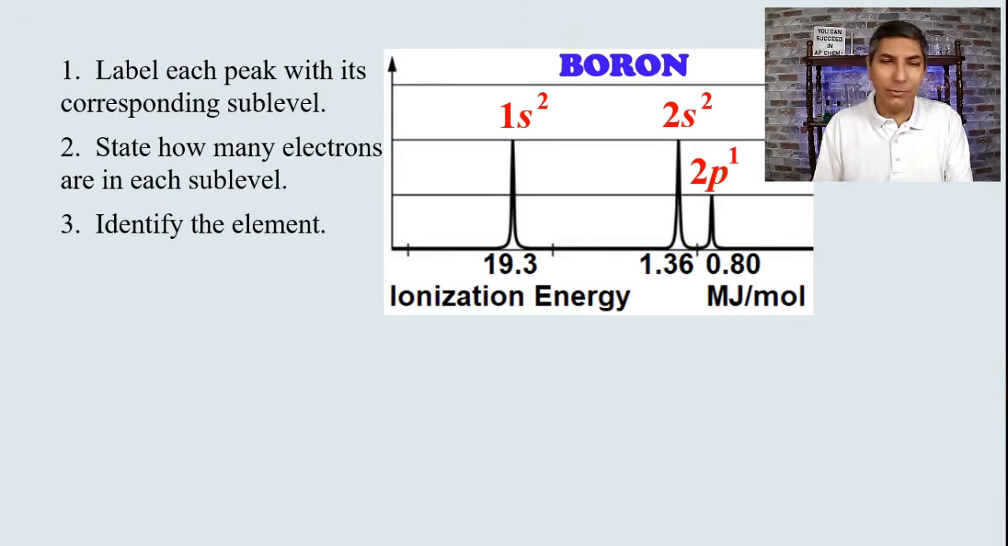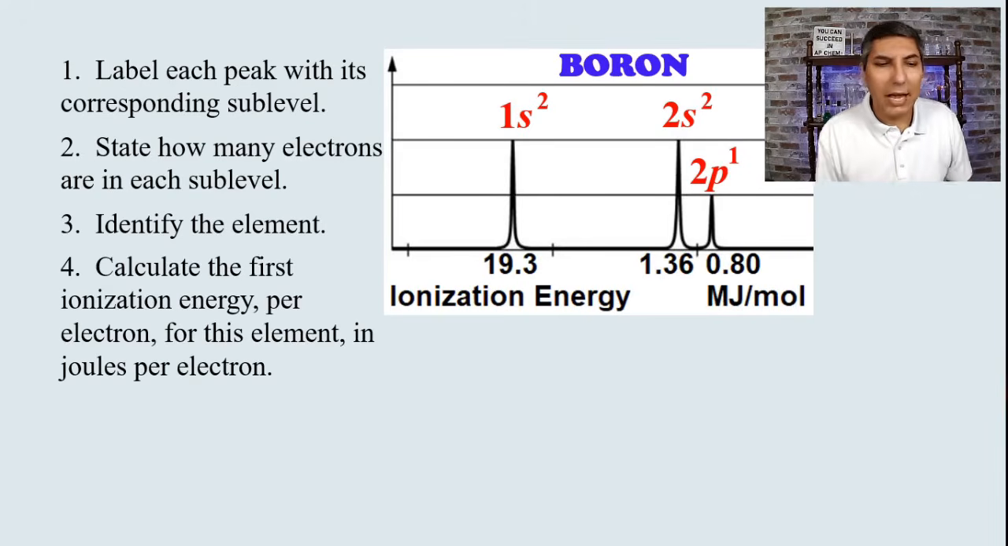Now let's take this one step further. Let's try this problem. Let's calculate the first ionization energy per electron for this element in joules per electron.